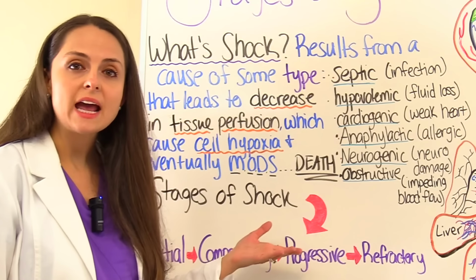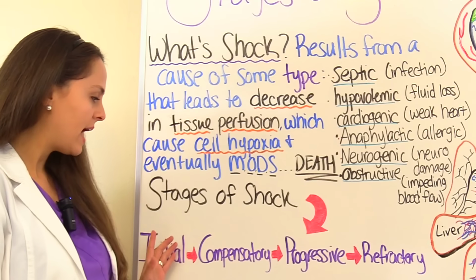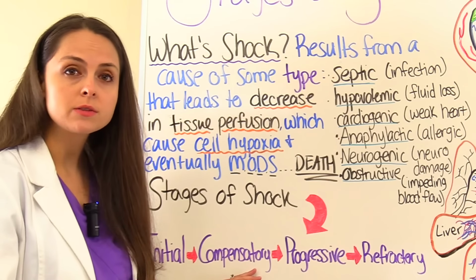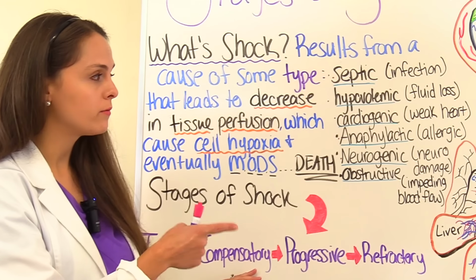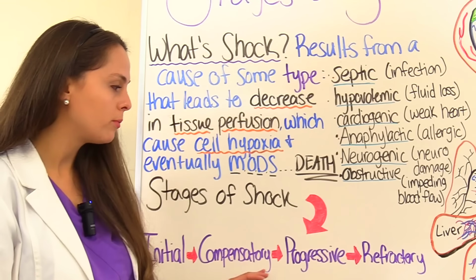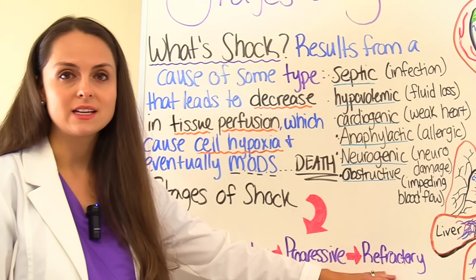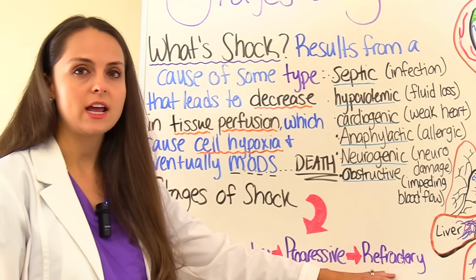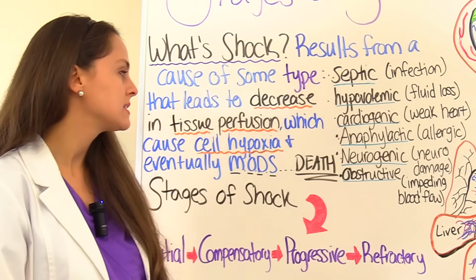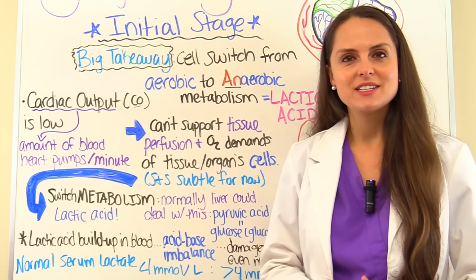So what are the stages of shock? Well, here they are in order. We have the initial stage, and then after that, the patient will enter into the compensatory stage, and this stage is reversible. If we can correct whatever's going on with whatever form of shock, the patient can make a full recovery, but if not, they will progress to the progressive stage. And then the last stage, which we don't want the patient to get to, is the refractory stage. And this is where it's irreversible, it's not manageable anymore, and this leads to MODS and then eventually death. Now let's talk about the individual stages of shock.